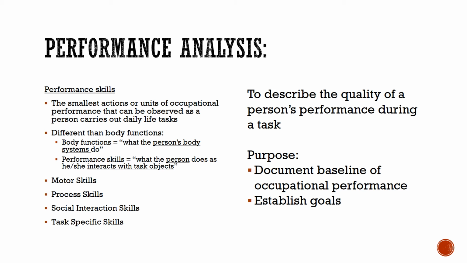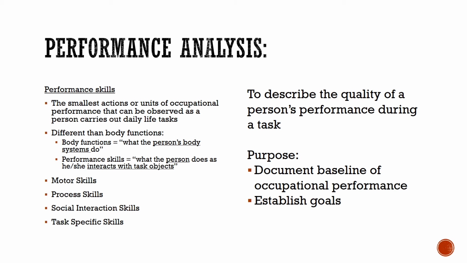Here we're concerned with what a person does as they interact with task objects, not just how the body systems function. Your book, as well as the Occupational Therapy Practice Framework, provide universal or commonly accepted lists of motor skills, process skills, and social interaction skills. And these are some of the things that you're going to be including on your documentation form that you're creating as part of your homework this week.